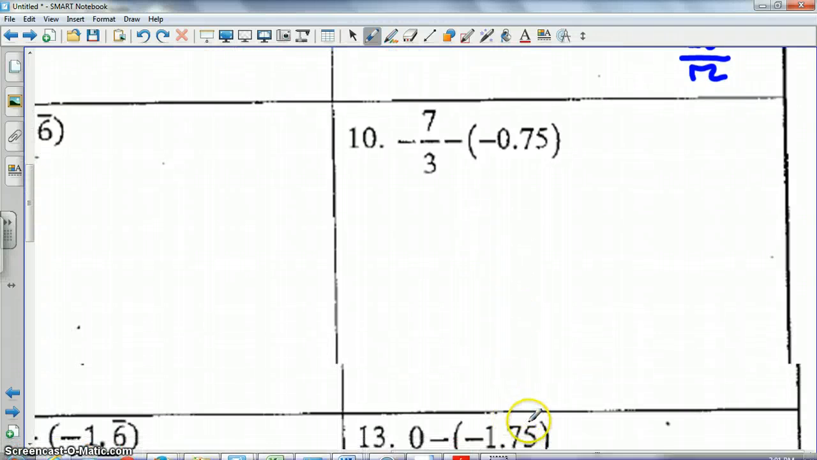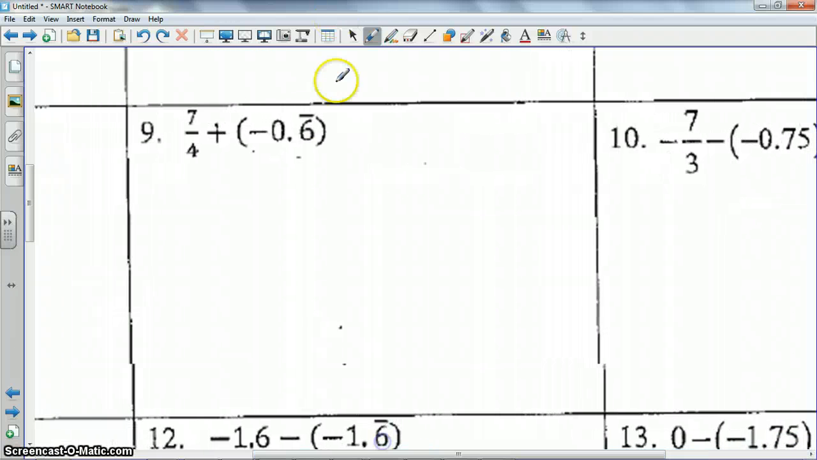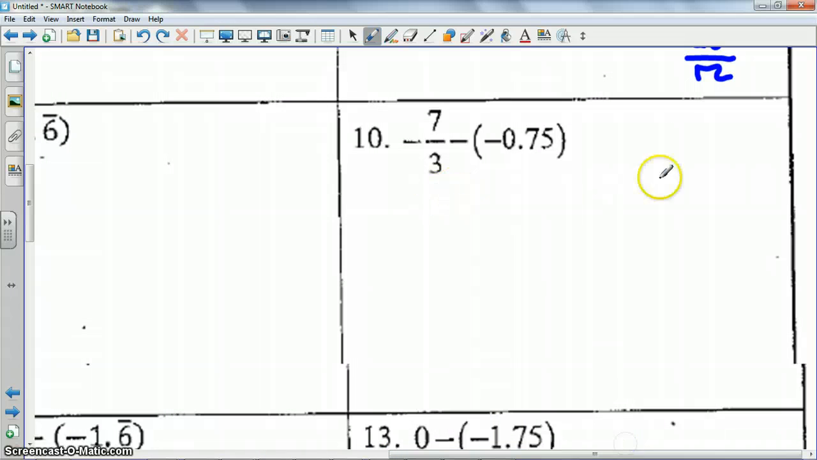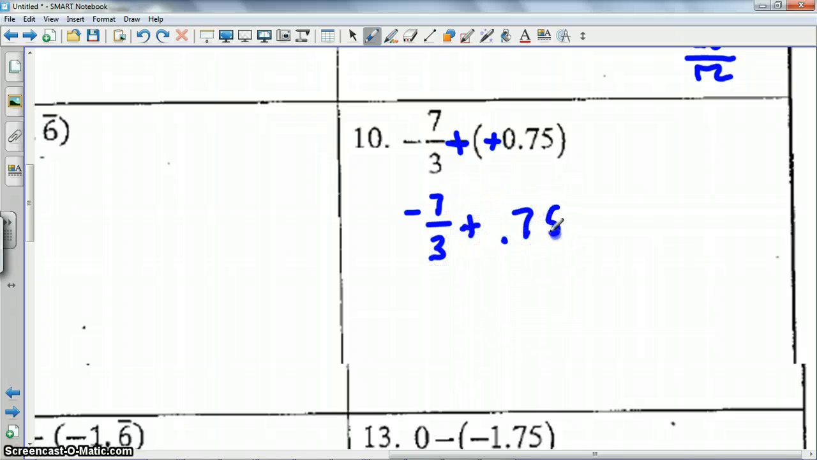I did number 9 in class, so you've seen number 9, you took notes on that, so you should be good with number 9. So let's move on to number 10. First thing I notice is it's subtraction, so I'm going to change it to addition. And the opposite of negative is a positive. So I have negative 7/3 plus 75/100.